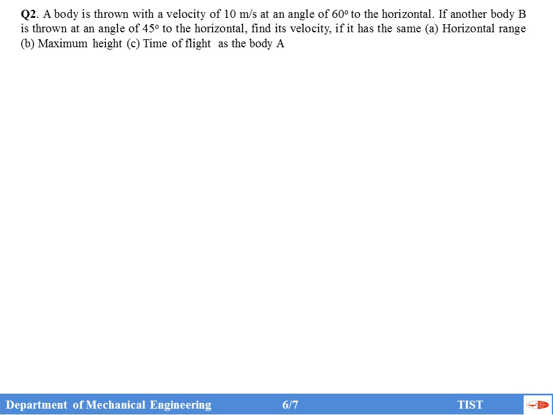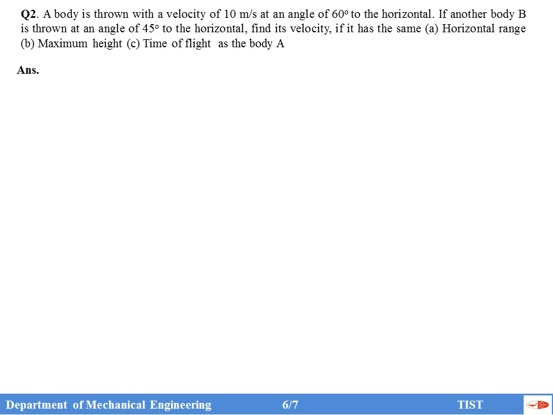Okay, so for body A, the velocity and angle of projectile is given. For body B, the angle of projection is given, 45 degree. You need to find out the velocity of body B for three different cases. What are the three different cases? In case A, both bodies have same R, in B same H, and C same time of flight. Okay, you got the idea.